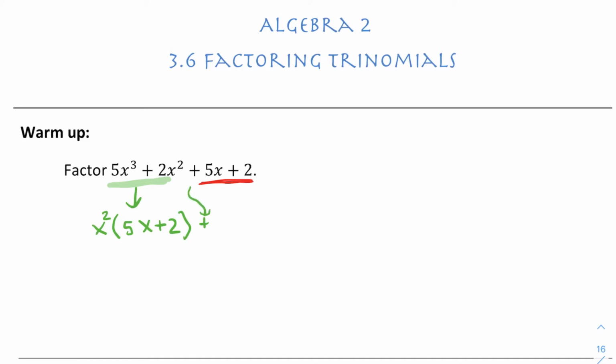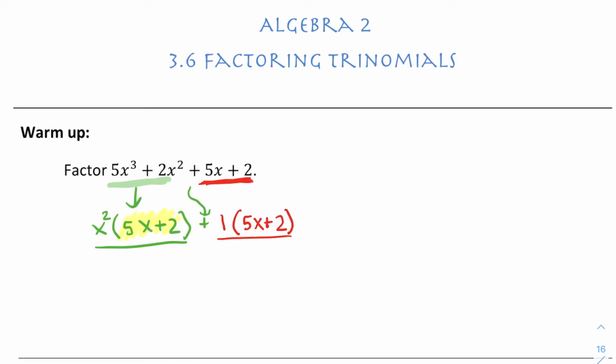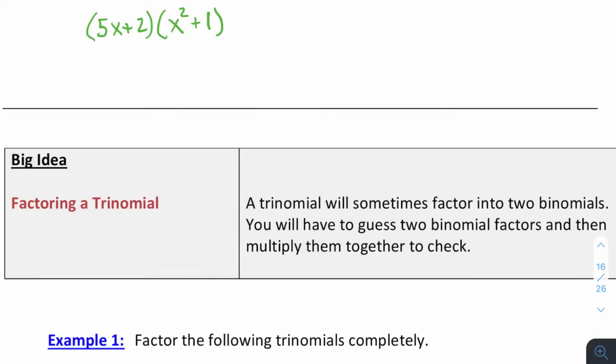And then my second two, well, I kind of have to factor something out, but I already have a 5x plus 2 that I don't want to change. So I'm going to factor out a 1 because that won't change anything. And then I can see that both of these groups share a factor of 5x plus 2 that I'm going to factor out of them, which will give me 5x plus 2 times, if you look at what's left, x squared plus 1. You could have also rearranged and reordered them and grouped them differently, but that's what I did.